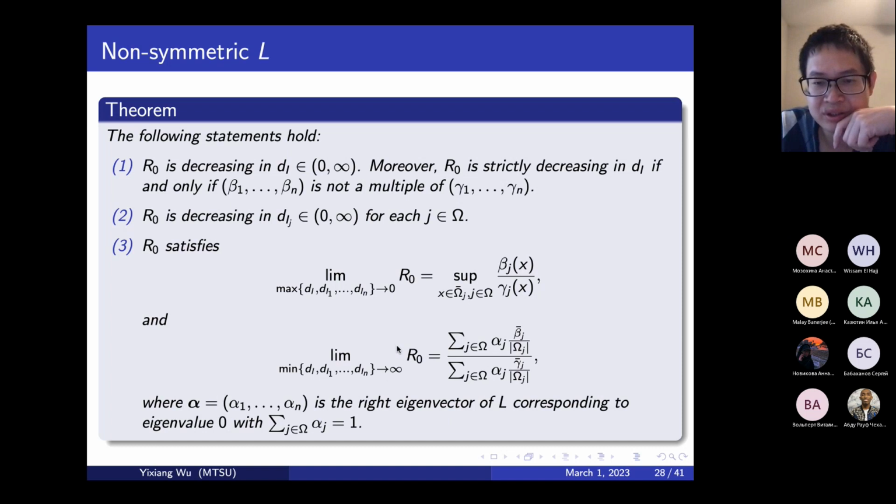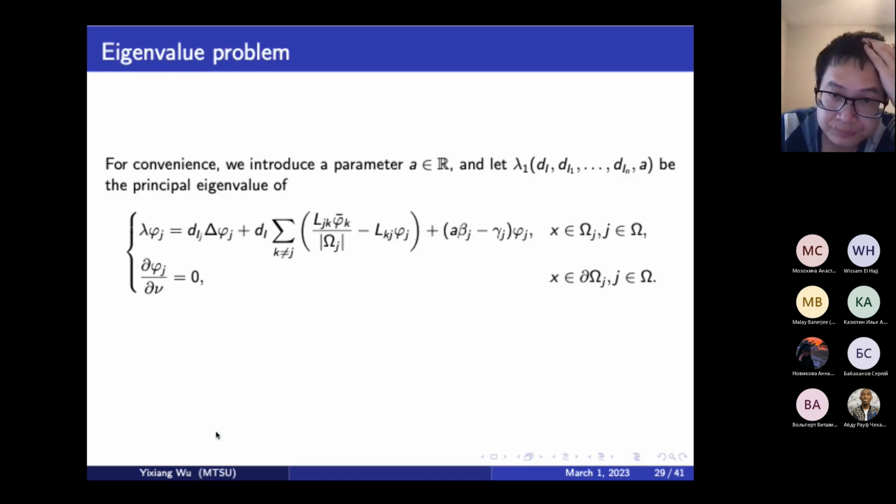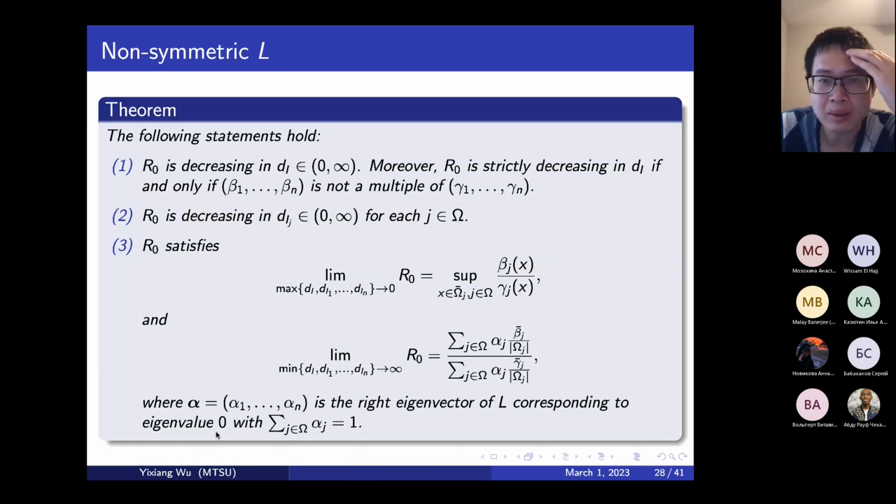The only difference here is when the movement rates are large, R0 is the weighted average of local reproduction numbers. Here, alpha is the right eigenvector of L corresponding to eigenvalue 0. Basically, this is the main result we prove. In the following, I will briefly talk about how we prove these results.